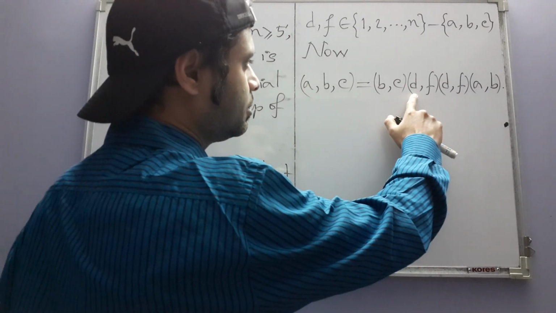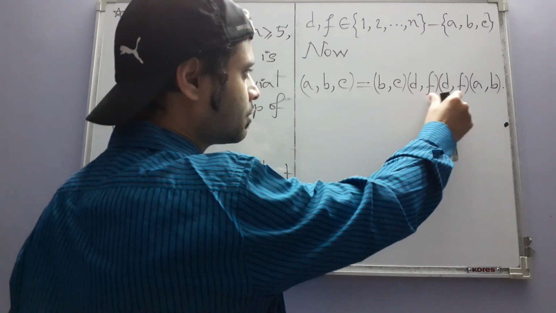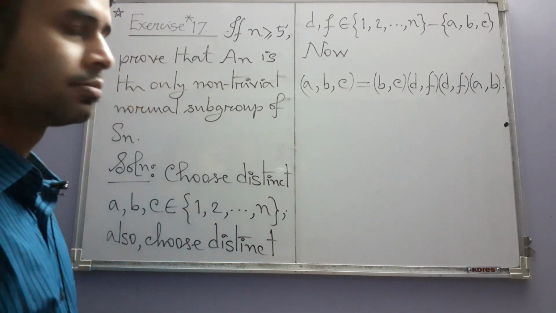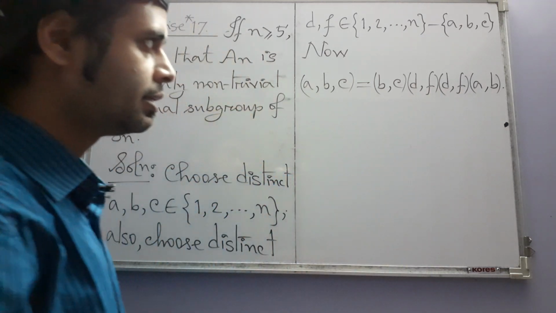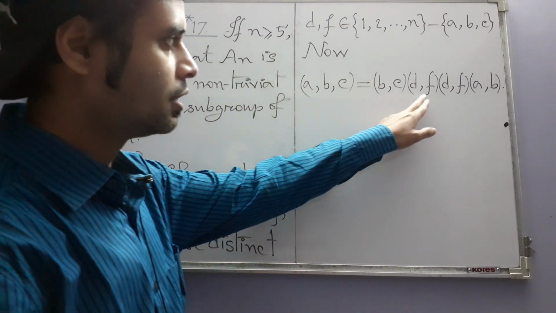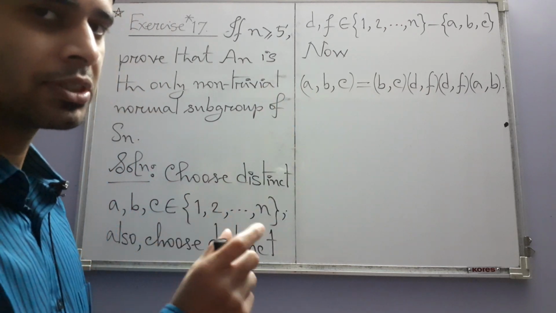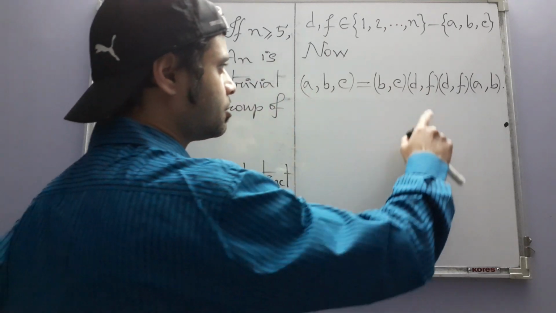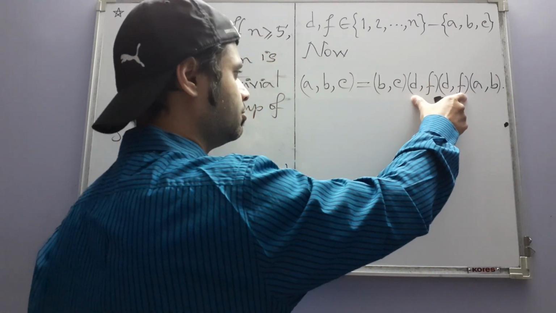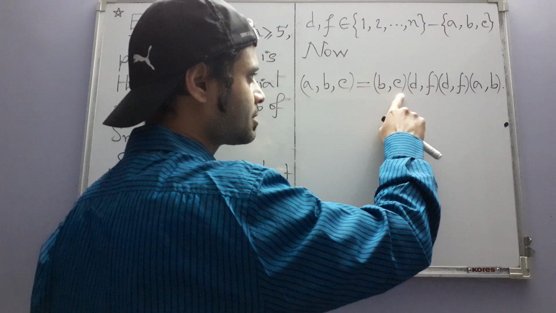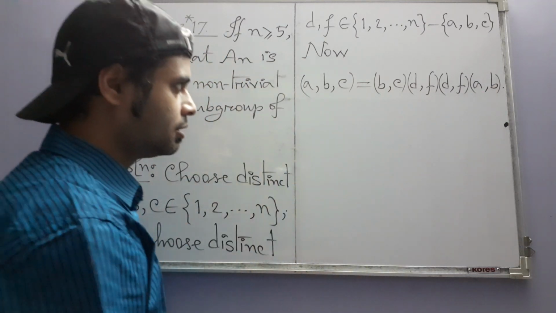Note that this transposition (D F) has appeared twice. So that means this will just simply give us the identity element. That means these middle 2 transpositions will actually vanish, but there is a purpose for writing them here. So while calculating this product, we need not even consider this middle 2. We can just simply calculate (B C)(A B). Now let's see if we are really getting this 3 cycle.